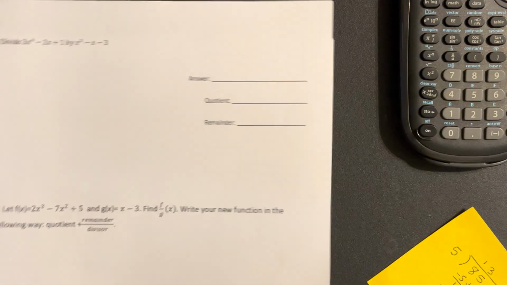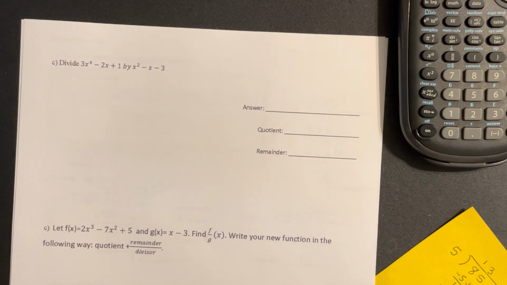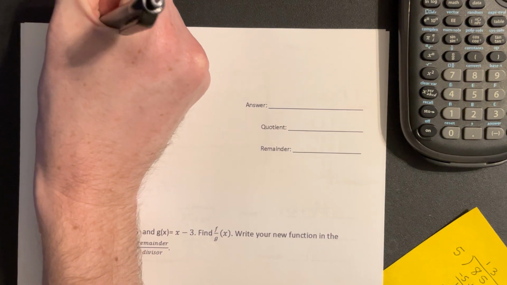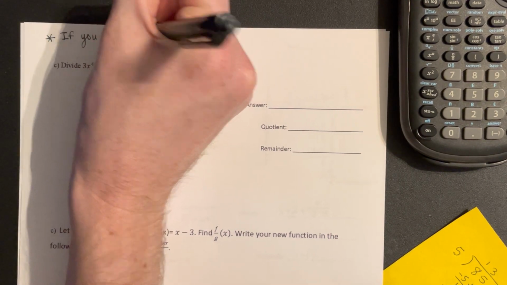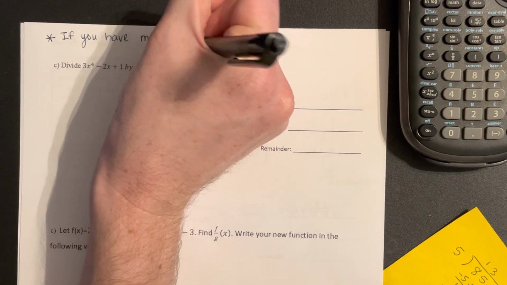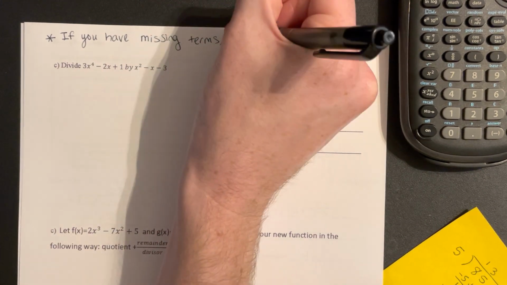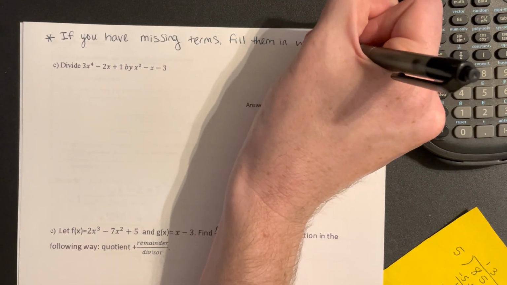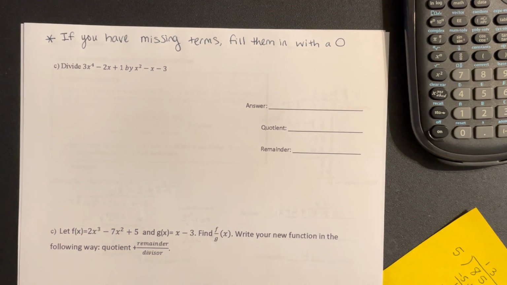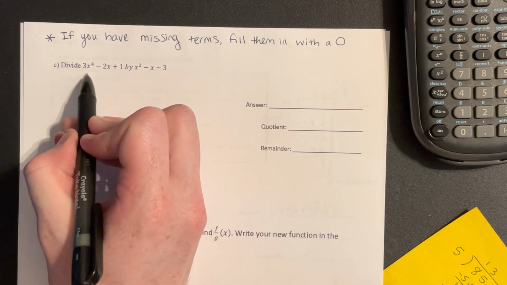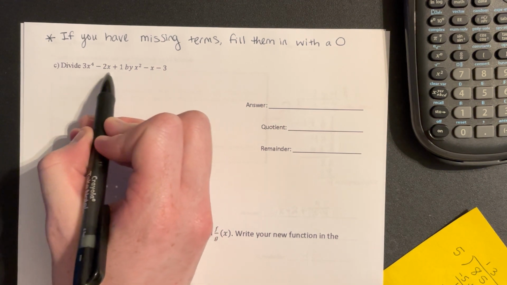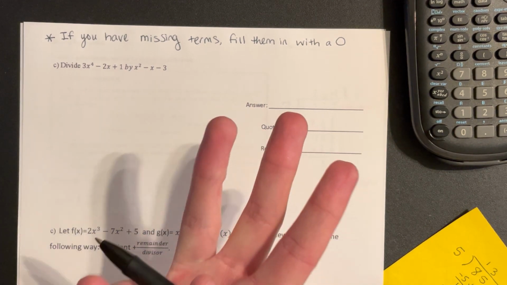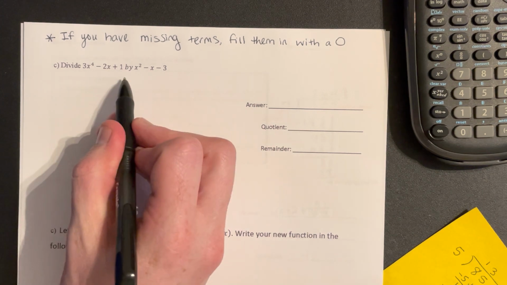All right, let's look at C. C is a little bit special. So if you have missing terms, fill them in with a 0. Okay, so 3x to the 4th. Then I keep looking down the line and notice there are missing terms. So if I have an x to the 4th, there should be an x cubed, an x squared, an x, and a constant term. We have some missing ones.